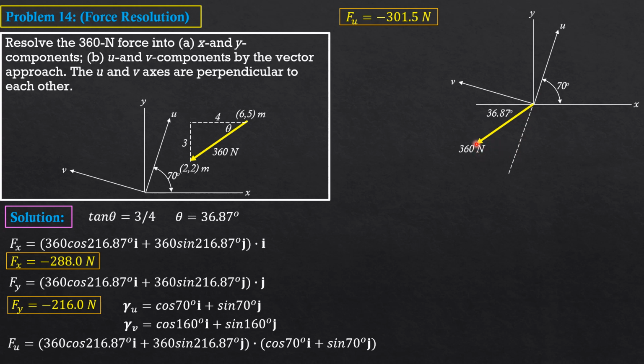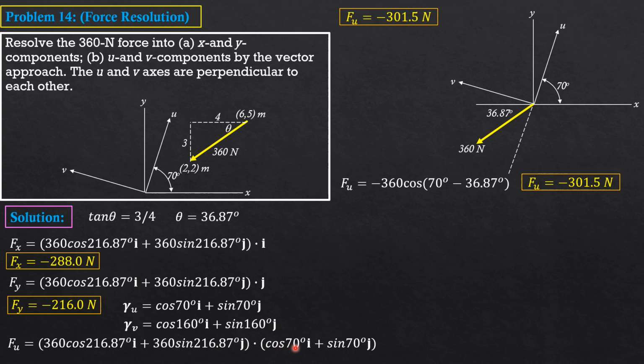Imagine a right triangle from the tip perpendicular to this direction. Since this total angle here is 70, that means the force makes an angle of 70 degrees minus 36.87 degrees with this opposite direction of the u. Therefore, the direct way of computing Fu is negative 360 newtons cosine of this angle, and this angle is 70 degrees minus 36.87. So Fu in another way is negative 360 cosine of quantity 70 degrees minus 36.87. And Fu is also negative 301.5 newtons.